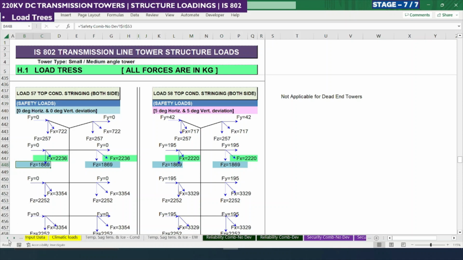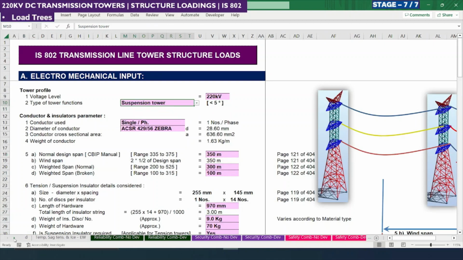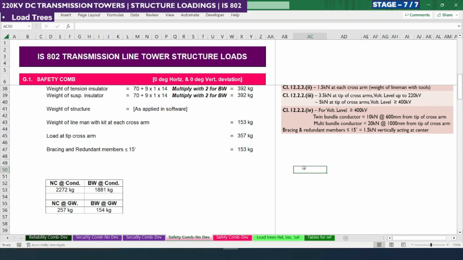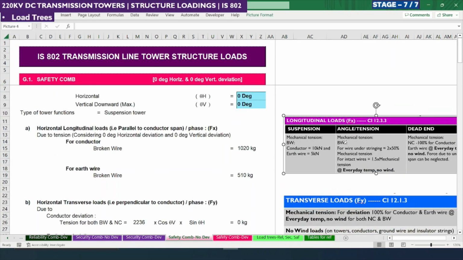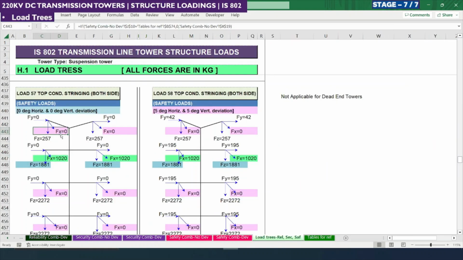So let us do it for the suspension tower so that we can check that. For the suspension tower, all the longitudinal loads except the broken wire condition remain 0. Only for the broken wire or stringing alone we need to consider them. For example, you can see here in the definitions which we discussed in stage 6, only for the broken wire condition we need to consider the conductor and earth wire tension. So for the broken wire condition it is 1020. The remaining intact wires are 0 for longitudinal loads. It is 0 for all of them.